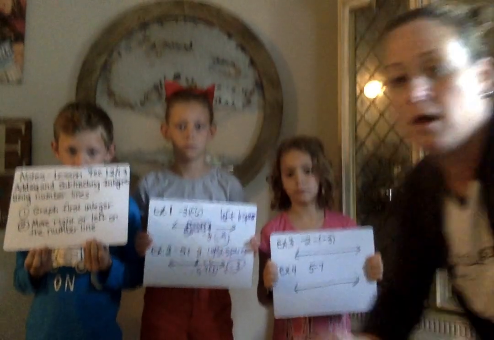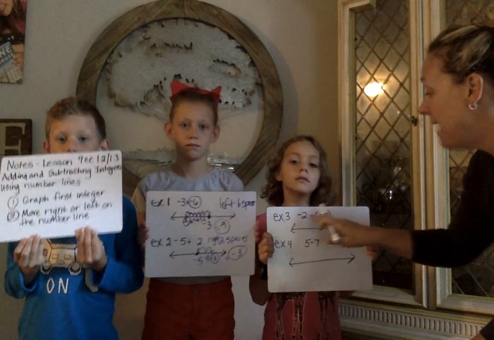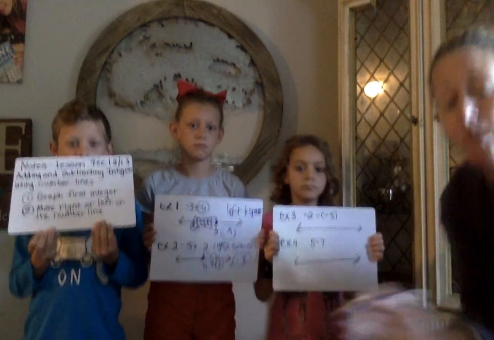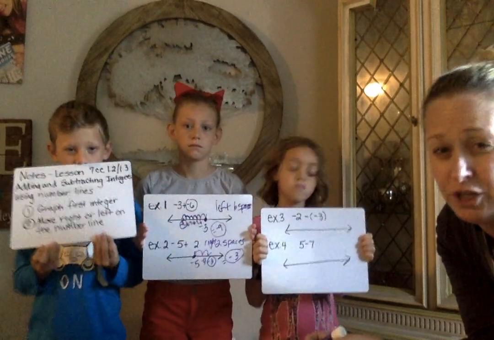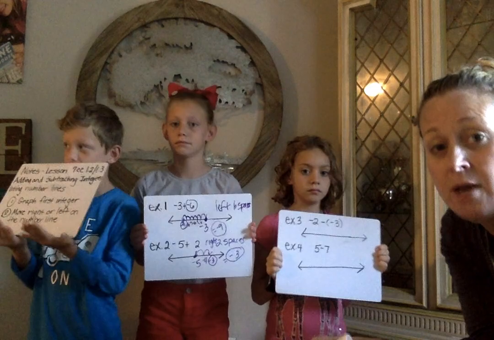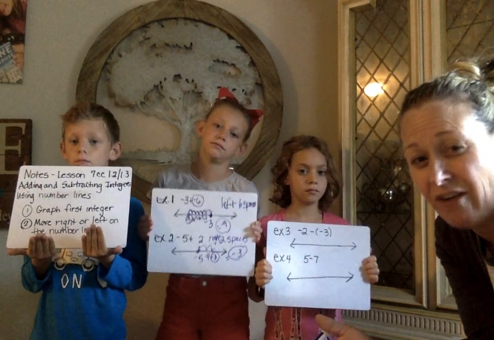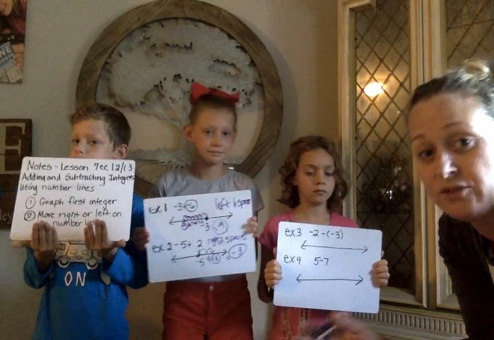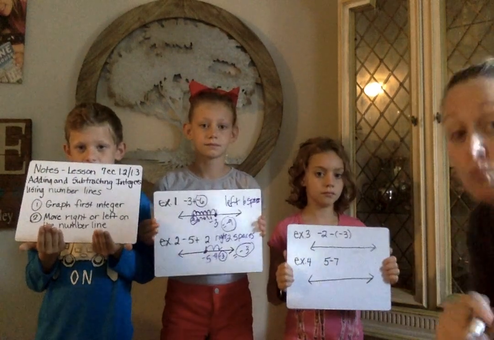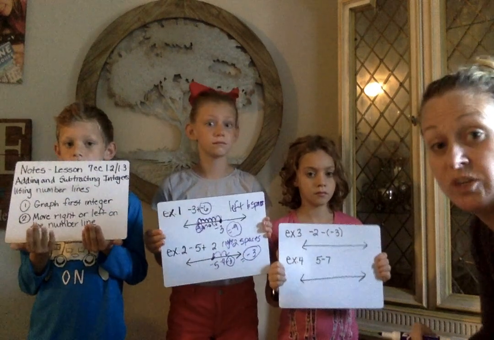All right. The next example, I have -2 minus -3. Now in this one, it gets a little tricky. You're subtracting, so you would think that you would move to the left. But because you're subtracting a negative, it kind of cancels each other out. And it's the opposite of subtraction because a negative sign really means subtraction. So I'm going to do the opposite of subtraction, which is adding.